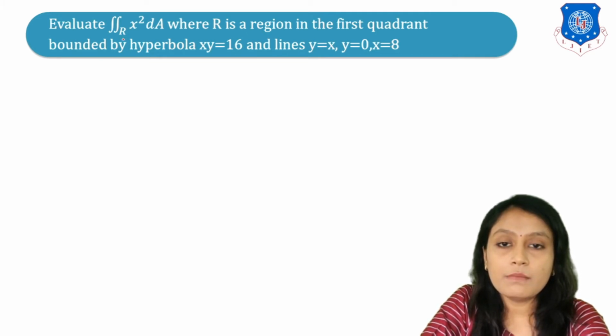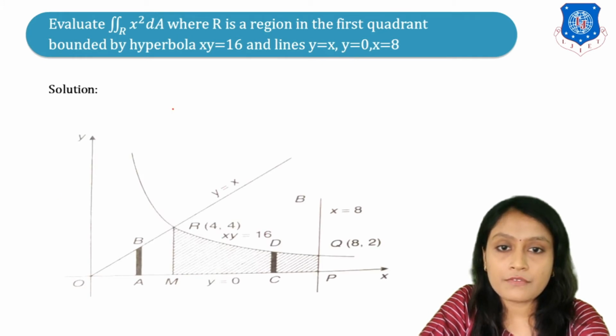Evaluate the double integration over R of x square dA, where R is a region in the first quadrant bounded by the hyperbola xy is equal to 16 and the lines y is equal to x, y is equal to 0 and x is equal to 8. So here a region is given in the first quadrant and we have to evaluate this integral. So firstly we will draw the graph.